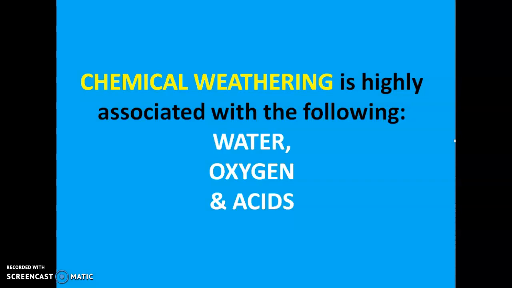Alright, students, today we're going to talk about chemical weathering processes. Whenever you think about chemical weathering processes, you must always take into consideration that there are three very distinctive chemical substances which will be very important in the breaking down of rocks by chemical means. We know for sure those three main influences are oxygen, water, and acids. These three are very important.